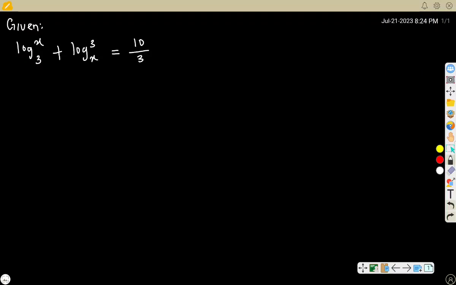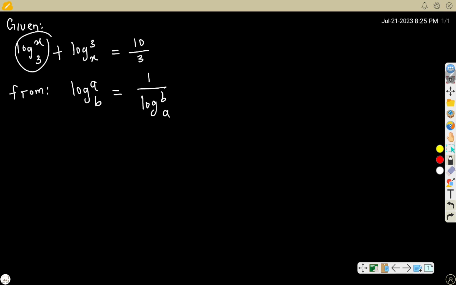So here we have log x base 3 plus log 3 base x is equal to 10 over 3. Find x. Anytime you see almost duplicate terms like this, you should use change of base. That is from log a base b is equal to 1 over log b base a. So take note of the law. This is change of base.